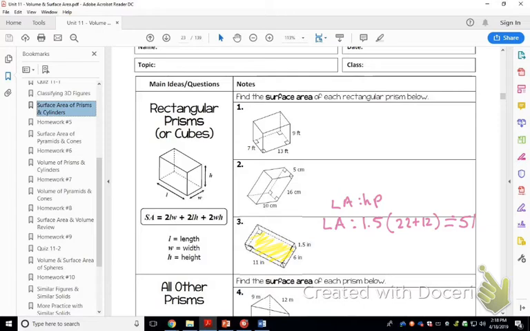Now let's find the area of the two bases. So 2 times, right, what's the area of your base? 11 times 6, 66. So 2 times 66. And then we add them together for our surface area. So our 51 plus our 132. 183? Yes.